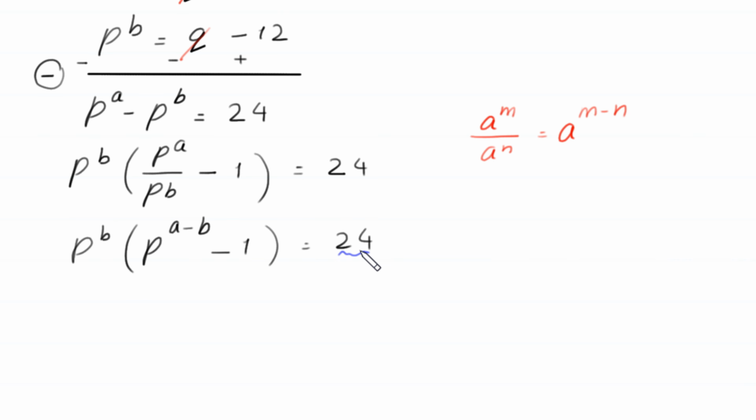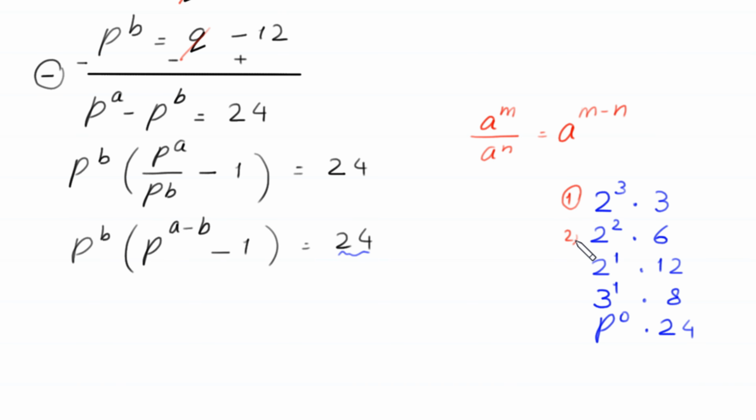This 24 can be factorized as 2 cubed times 3, and 2 squared times 6, and 2 to the power 1 times 12, and 3 to the power 1 times 8, and p to the power 0 times 24. So we have 5 cases. This is case 1, this is case 2, this is case 3, this is case 4 and this is case 5. First we solve this case 1.